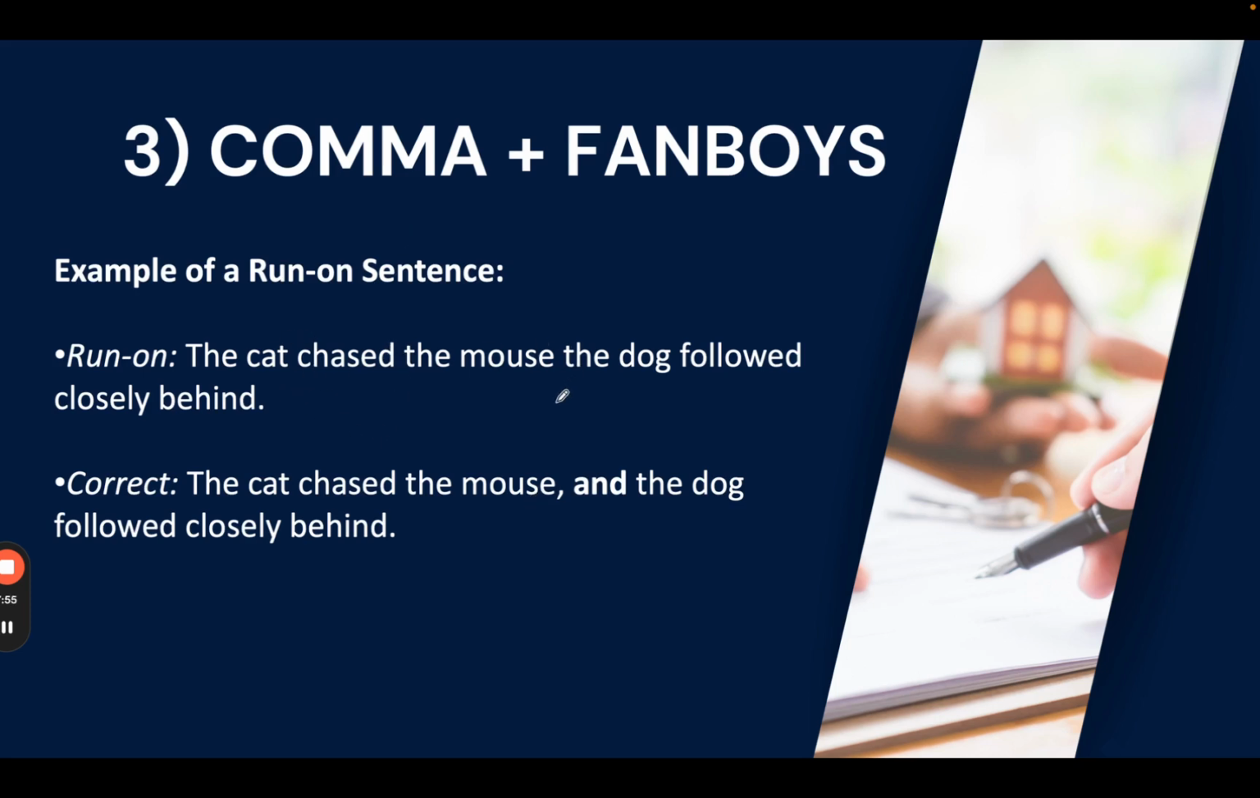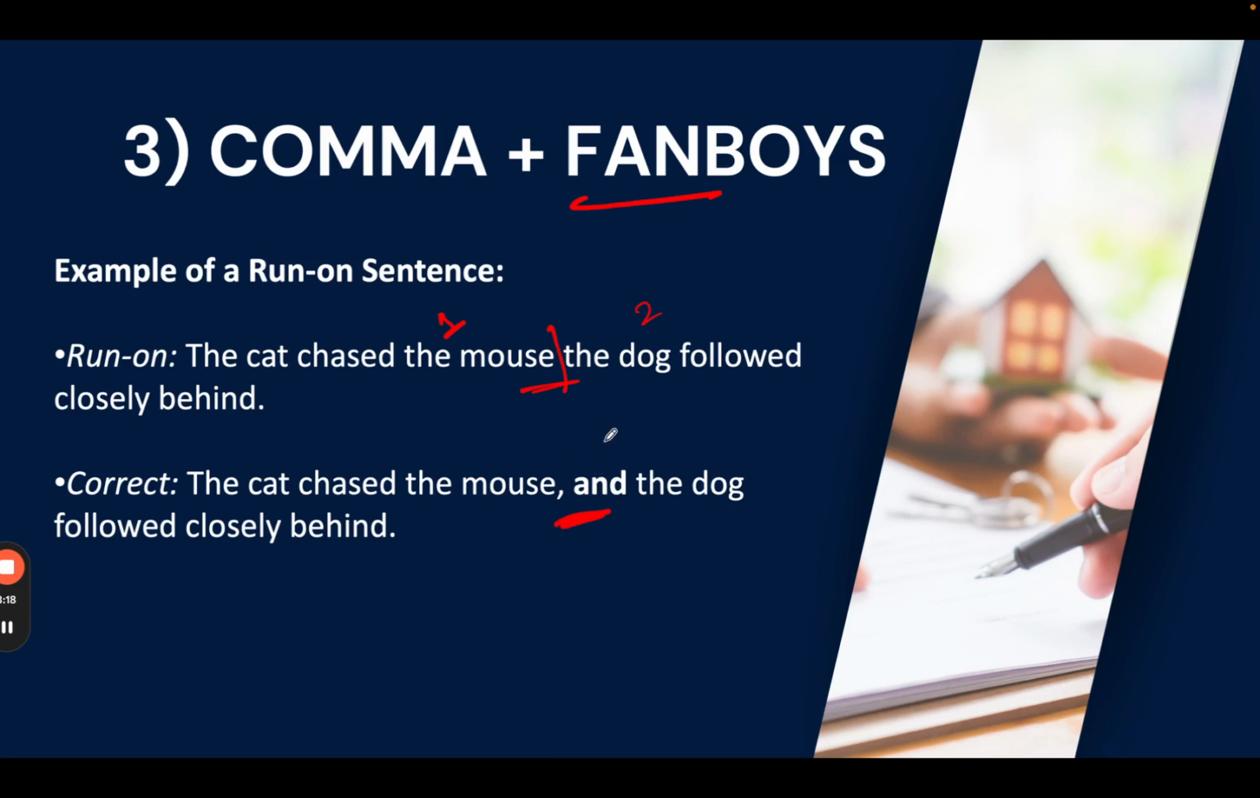The cat chased the mouse. The dog followed closely behind. Now, there is no punctuation here when I know clearly that the first sentence is ending here. The cat chased the mouse. The second sentence is the dog followed closely behind. These are two complete sentences. You definitely need some punctuation, either put a period or a semicolon or use a comma and or comma fanboys.